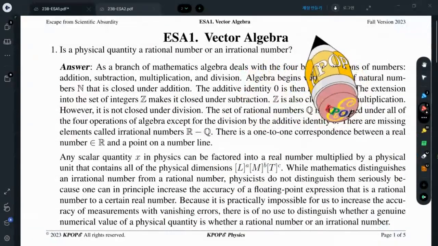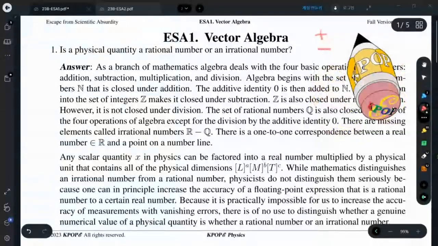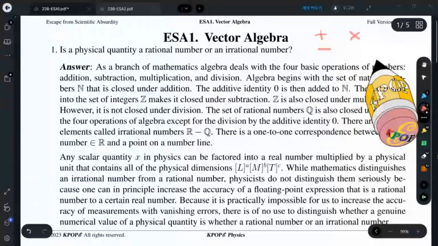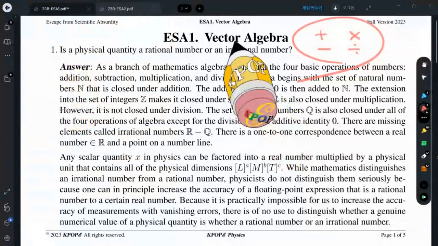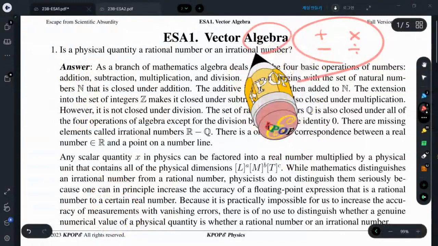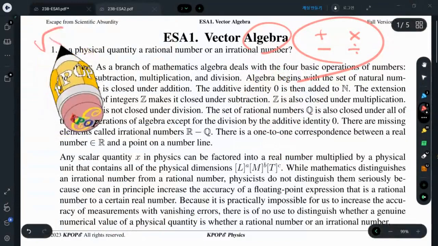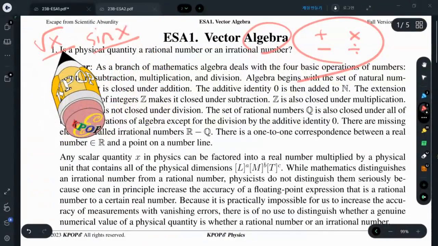Algebra is sum, difference, product, and division. This simple operation is applied to some number. Then we call it algebra. So when we compute, for example, the square root or sine of x, it is a non-linear function.